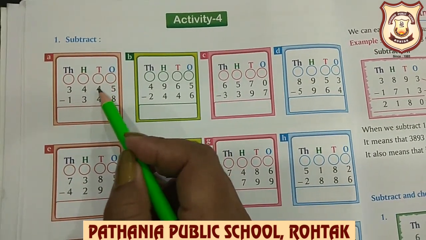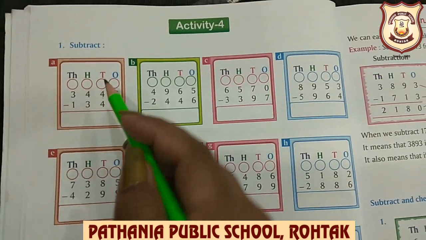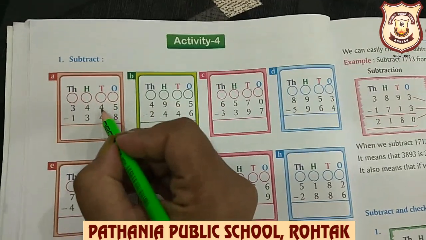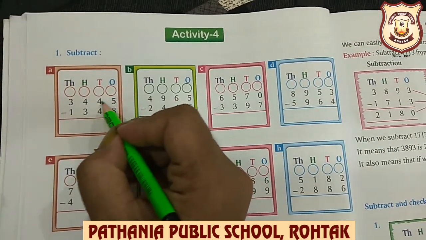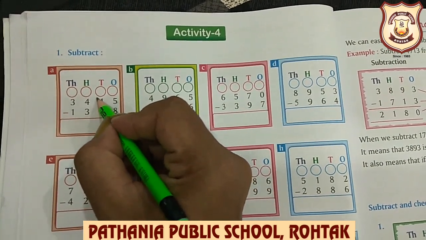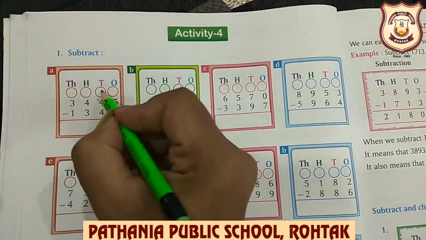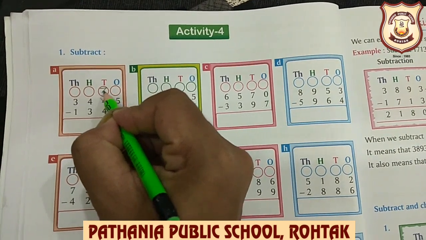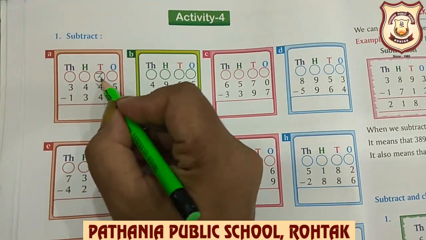Now 5 will go to 4 and will ask for help. So what will 4 do? 4 will give 1 from itself. So when 4 gives 1, then what will 4 become? 3. Right? Now 4 has become 3.